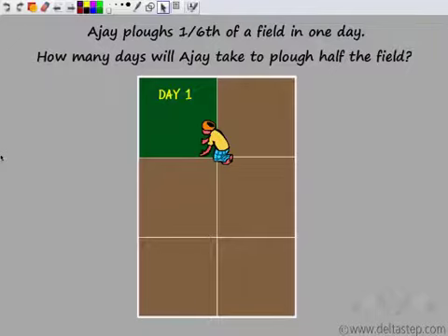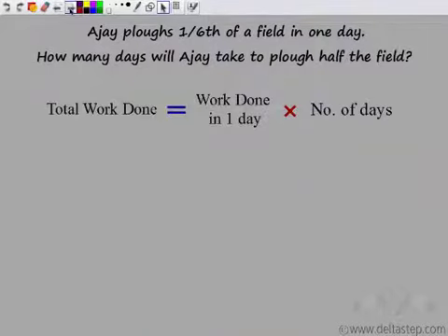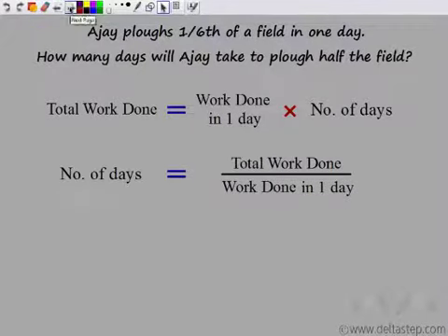Now what I need to find is how many days will he take to plow half the field. So let's look at this. Again, the basic formula, total work done is work done in one day into number of days. I need to find the number of days, so I'll use the number of days formula. That would be total work done divided by work done in one day.